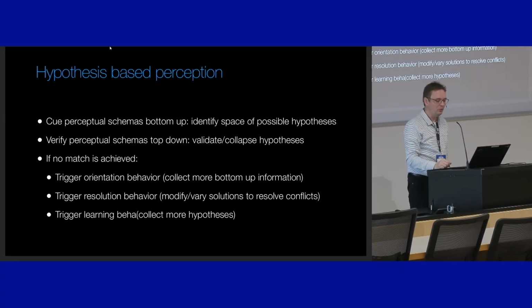And if you cannot get a match, then maybe you need to collect more information, so you start looking around and you get new perspectives and so on, you look more closely. And if this doesn't work, then maybe you need to think harder, you need to resolve things, you need to get attention into how can I interpret this feature, what could this be? And if this doesn't click, maybe then you need to trigger learning behavior where you start to construct new scripts.